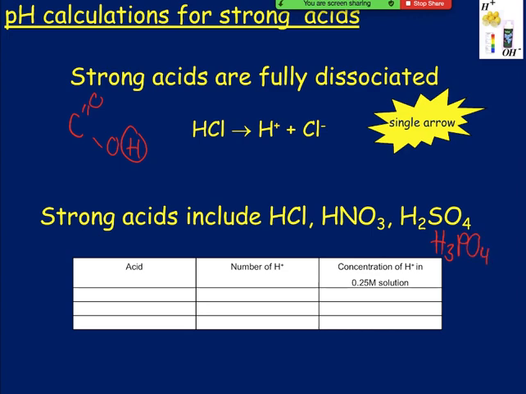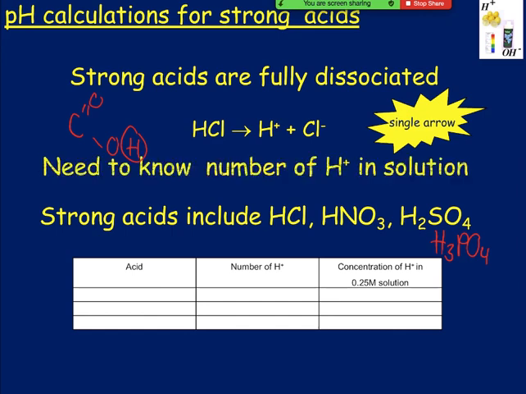And to determine the pH, you have to know the number of protons that are in solution. So for each of these, there is a different number of protons involved. So if you have 4 rows in your table, I only have 3.